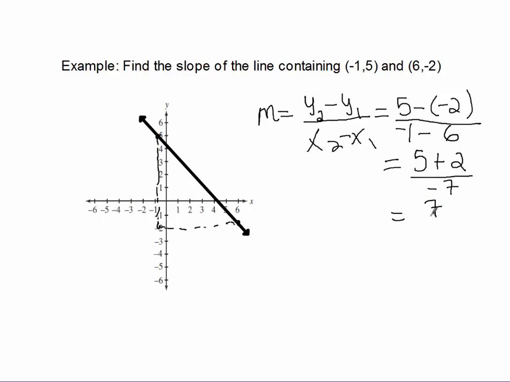5 plus 2 is 7, divided by -7. That gives me a -1. And if you want to write it as a fraction, it'll be -1/1.